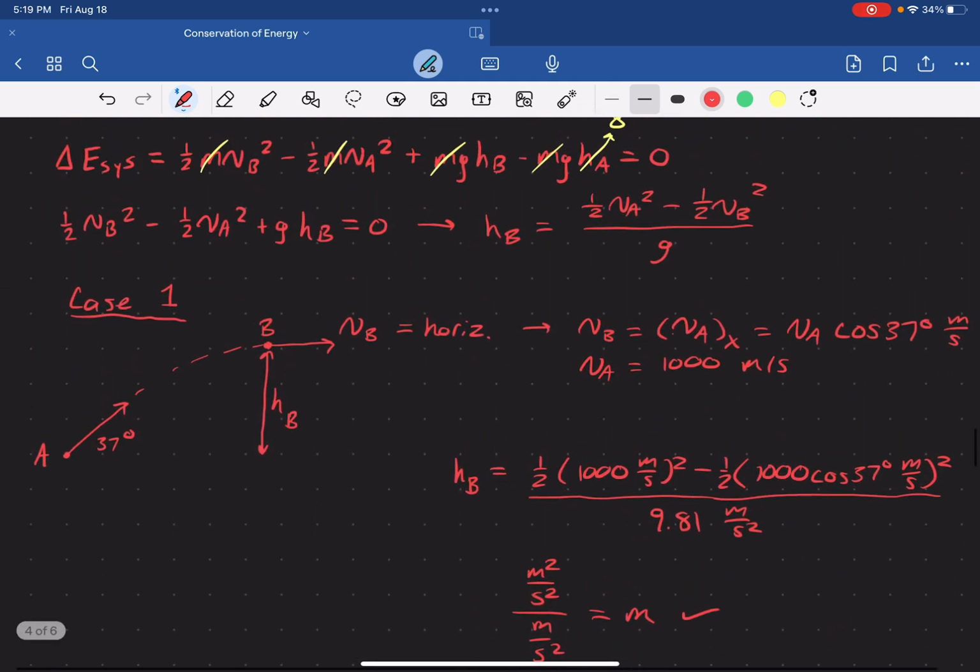Now what about case 2? We need to find the maximum height for case 2. So we can copy our formula here.